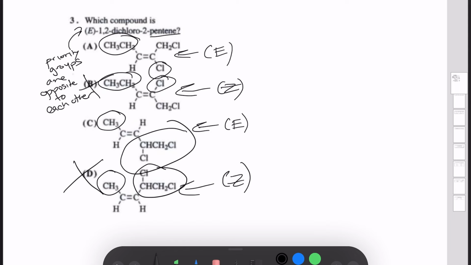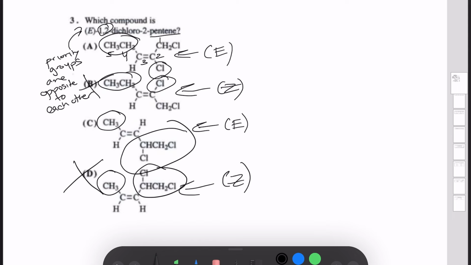The next thing to consider is how the chain is numbered. So let's look at the substituents first. We find that the substituents are on carbons 1 and 2 of the pentene. So in choice A, if we start from this carbon and go until the end of the chain, what we find is that it matches that 1,2 dichloride description. There's a chlorine on carbon 1 and a chlorine on carbon 2, so that checks off.